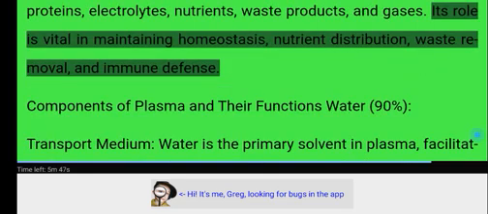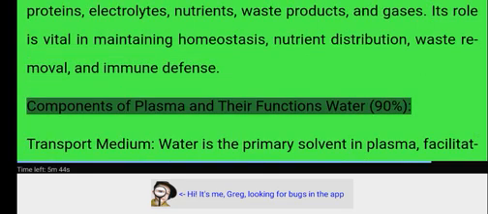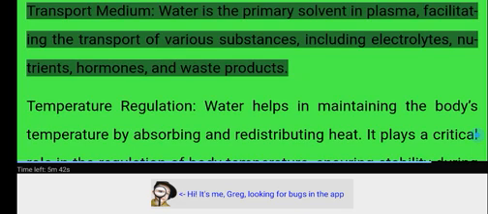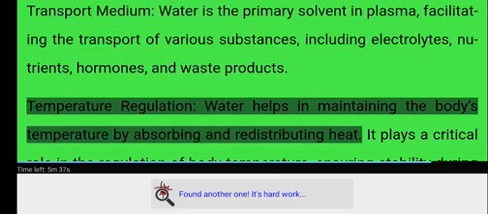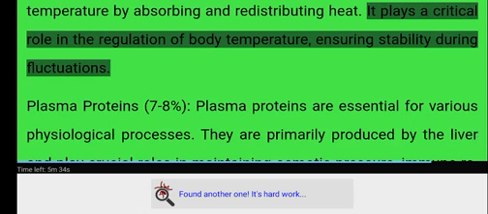Its role is vital in maintaining homeostasis, nutrient distribution, waste removal, and immune defense. Components of plasma and their functions: water, 90%. Transport medium. Water is the primary solvent in plasma, facilitating the transport of various substances, including electrolytes, nutrients, hormones, and waste products. Temperature regulation. Water helps in maintaining the body's temperature by absorbing and redistributing heat. It plays a critical role in the regulation of body temperature, ensuring stability during fluctuations.